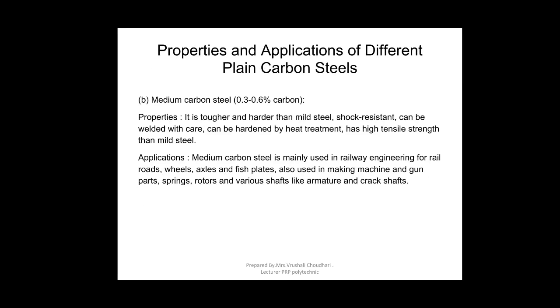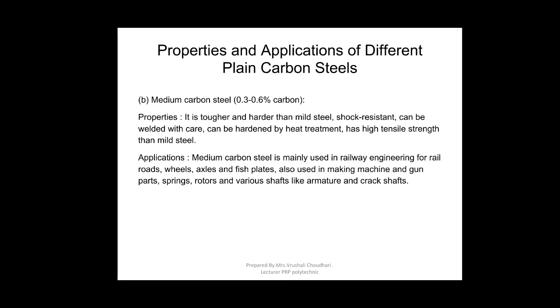Medium carbon steel. Carbon content is 0.3 to 0.6 percent. It is tougher and harder than mild steel and shock resistant. It can be welded with care and can be hardened by heat treatment. It has higher tensile strength than mild steel.